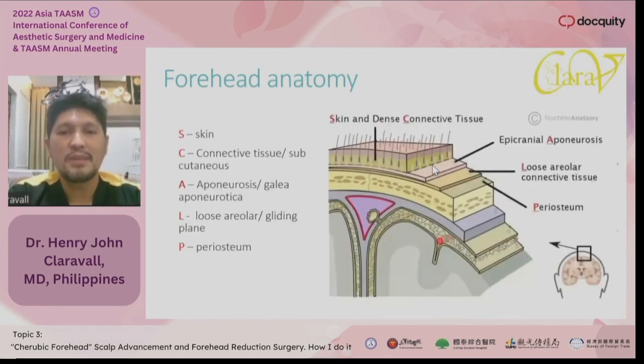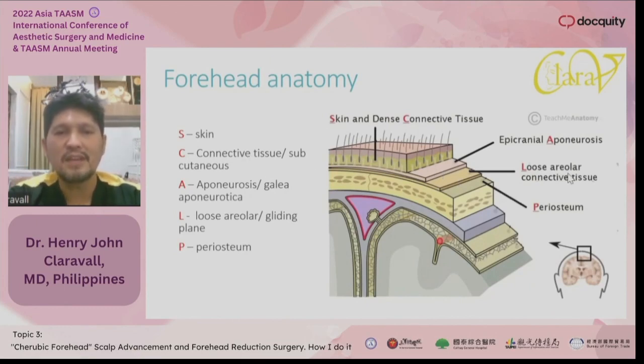Now for the anatomy, the forehead, same as the scalp, has 5 layers starting from the outside to the inside. You will have your skin, your connective tissue or subcutis. You will have the aponeurosis or the galea aponeurotica. You will have the loose areolar or the gliding plane. Then you will have the periosteum.